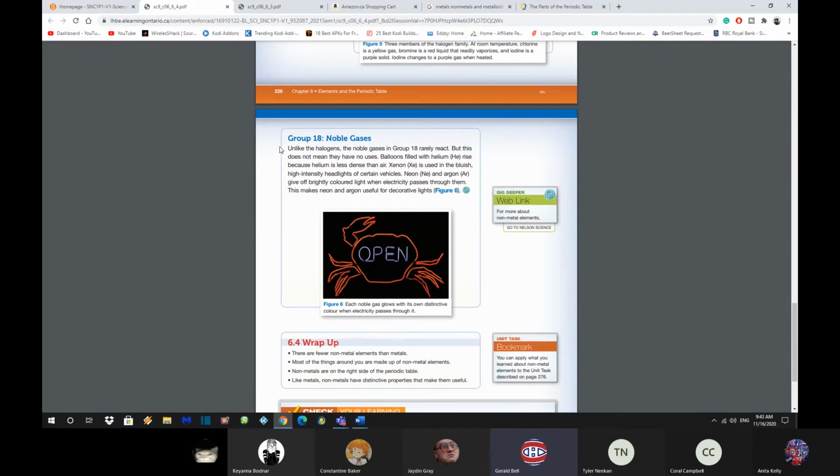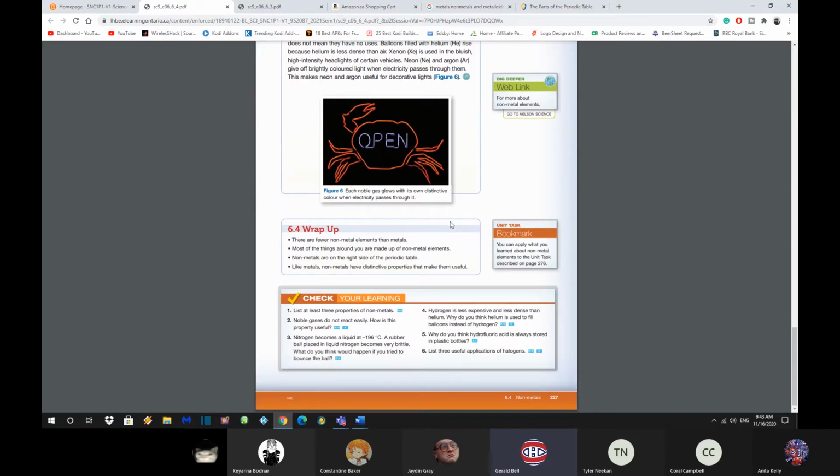But this does not mean they have no uses. Balloons filled with helium rise because helium is less dense than air. Neon is used in the bluish high-intensity headlights of certain vehicles. Neon and argon give off brightly colored lights when electricity is passed through them. This makes neon and argon useful for decorative lights.